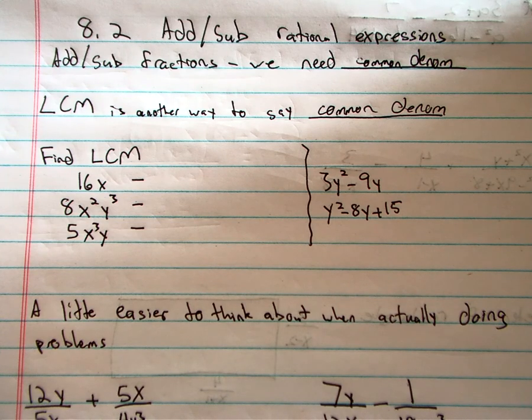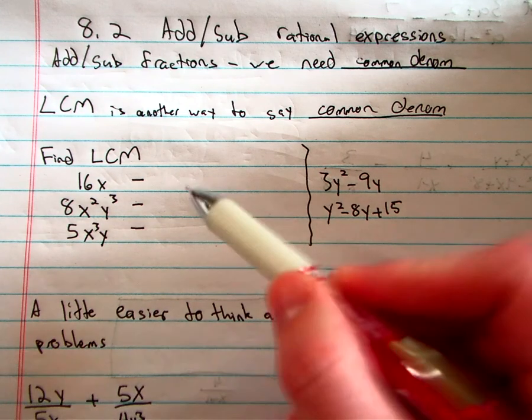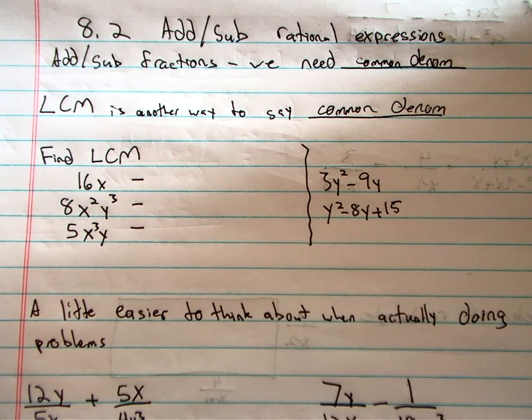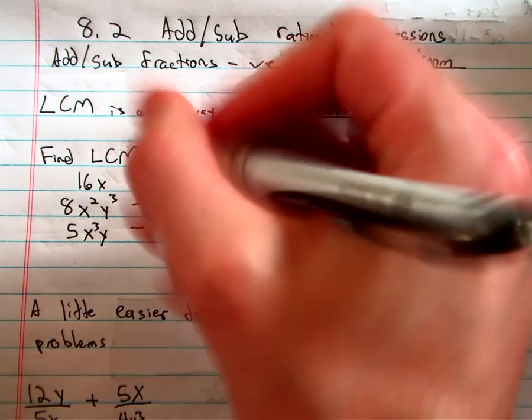You did a version of this, a much easier version, probably without any letters, in like junior high math, pre-algebra, stuff like that. So what we're going to do is break this down into its prime factorization, and that's going to help us decide what's going into the least common multiple.